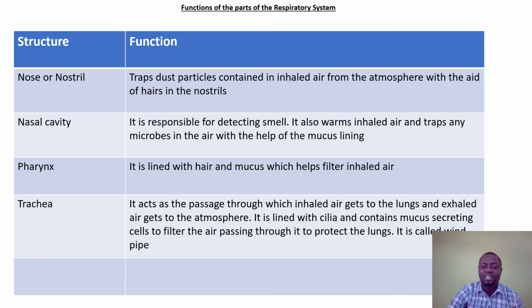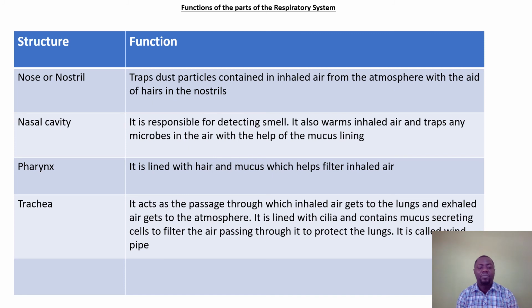Nasal cavity. It is responsible for detecting smell. It also warms inhaled air and traps any microbes in the air with the help of the mucous lining. Nasal cavity, that is its function. It warms the air. Our internal system is warm. The temperature outside is not the same as the temperature inside. So when the air is getting into the body, it needs to be warmed, and that is what the nasal cavity does. The nasal cavity also has a mucous lining that traps the microbes that we breathe in. Is that clear?